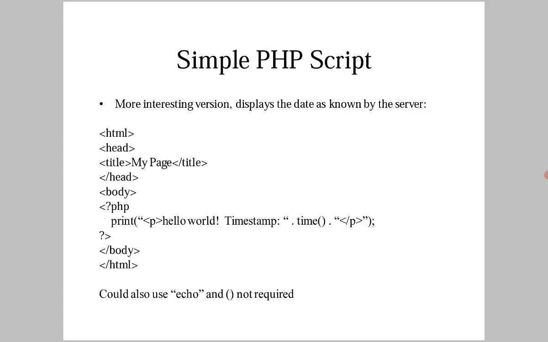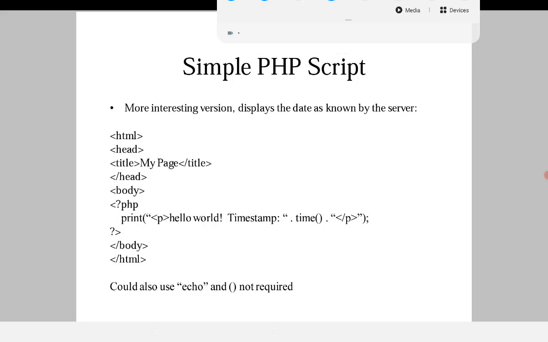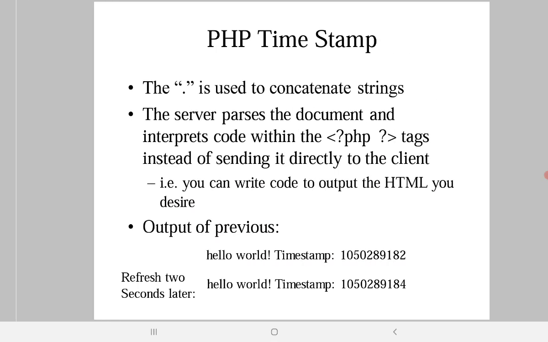Similarly, this is another example of a simple PHP script. HTML, head, title, my page, slash title, slash head, body, and less than question mark PHP, print. Print is an output statement generally used to print some text or message on the HTML page. So print within quotes some message and question mark greater than. Echo and print both are output statements to display something on an HTML page.